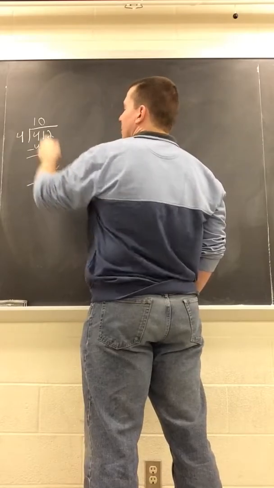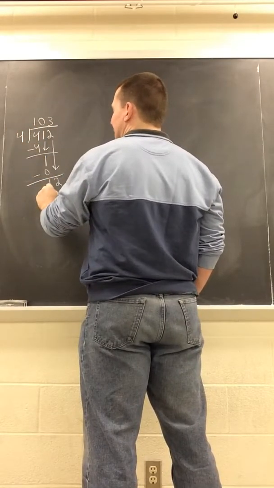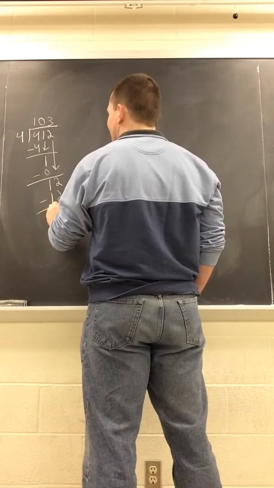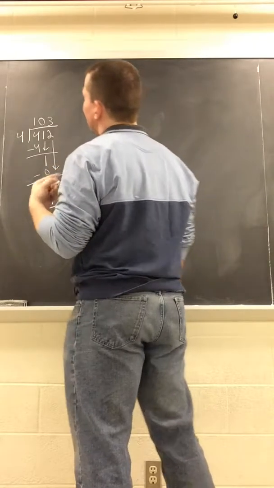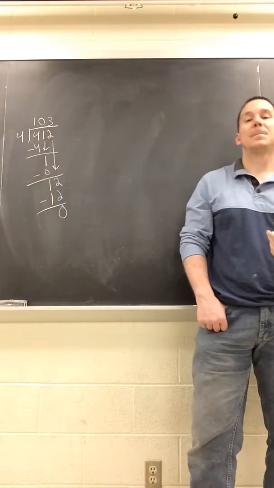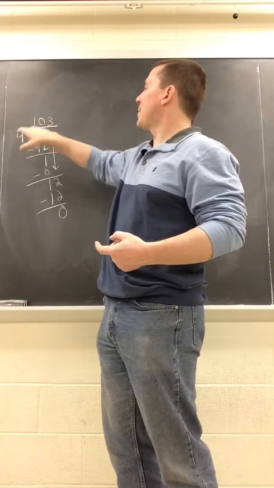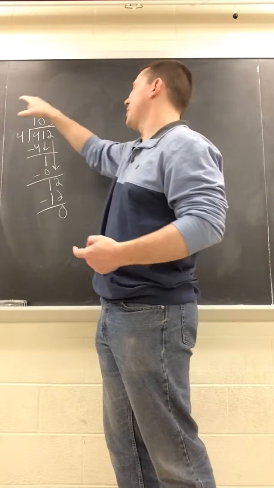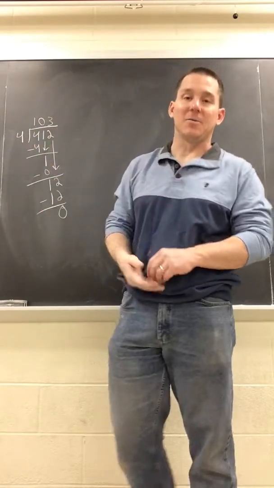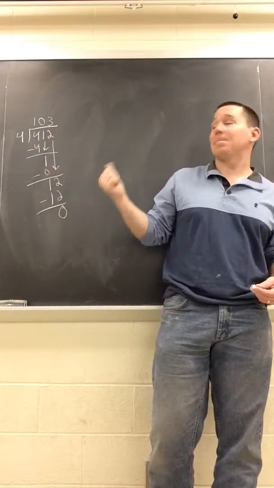How many times does 4 go into 12? 3. You multiply 3 times 4 is 12. Subtract, you get 0, and then you're done. And your answer is 103. And you can check it by, since you're saying 412 divided by 4 is 103, you can do 103 times 4 is 412. I'm aware you can all do that.